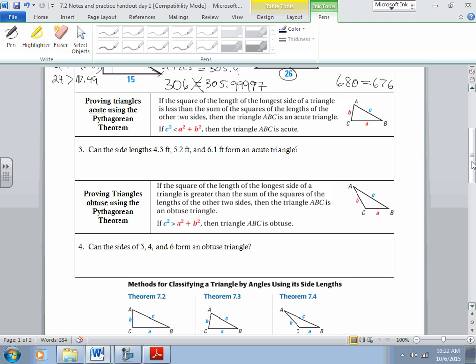Now, if you end up getting c squared and the number that you get from that is less than whatever a squared plus b squared is, then the triangle is considered an acute triangle. But you also got to make sure that you can read it the other way around. So in your notes right here, this is like your cheat sheet. You can also write a squared plus b squared is greater than c squared. These two mean the same thing. Put that in your notes.